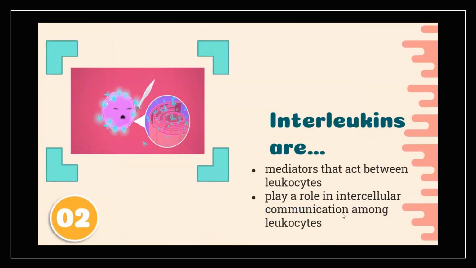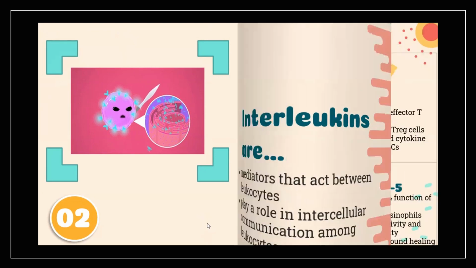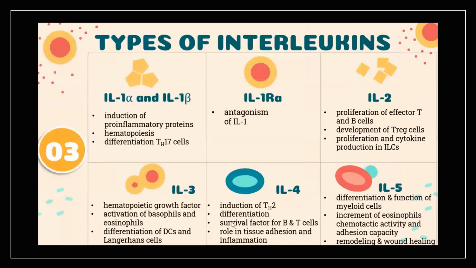To define the interleukins, they are mediators that act between leukocytes, and they are secreted proteins that bind to their specific receptors and play a role in intercellular communication among leukocytes. They are assigned to each family based on sequence homology and receptor chain similarities or functional properties. In the next slide, we will be discussing different specific interleukins.